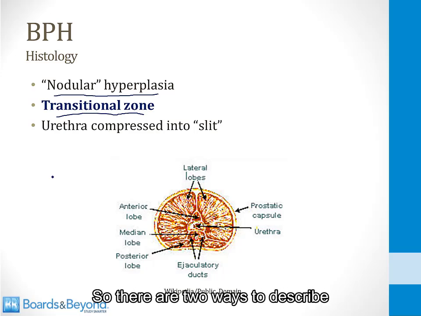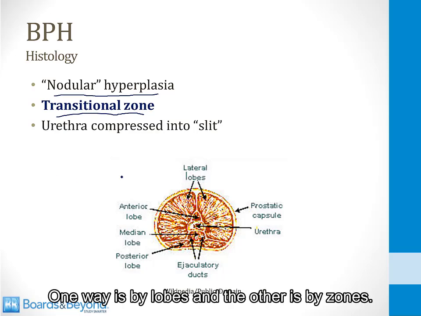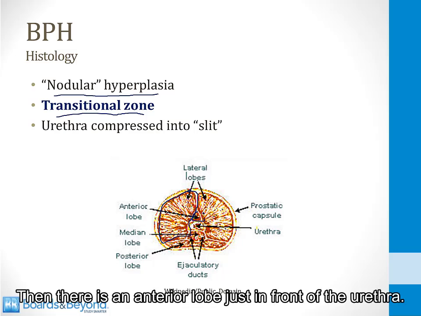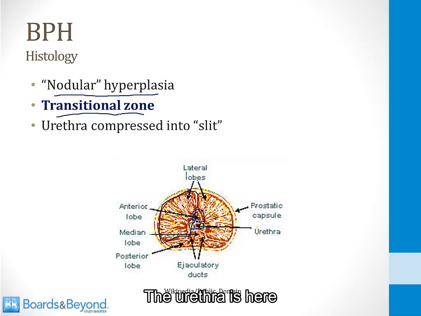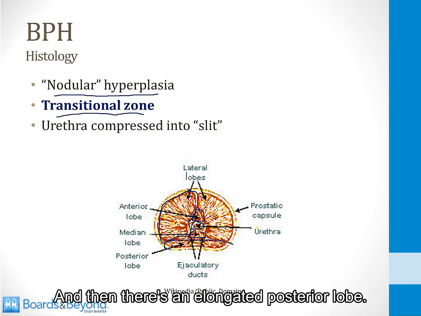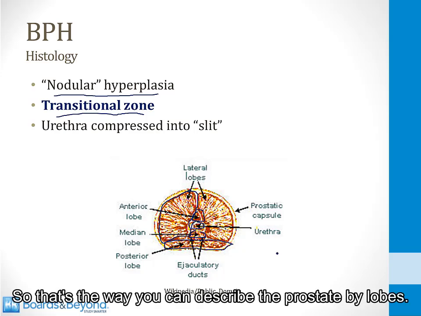So there are two ways to describe the anatomy of the prostate. One way is by lobes and the other is by zones. Let's talk about the lobes first. So if you look at this drawing on the screen here, there are two large lateral lobes within the prostate on the outside on the left and the right. Then there is an anterior lobe just in front of the urethra. The urethra is here, and behind the urethra is the median lobe, and then there's an elongated posterior lobe. So that's the way you can describe the prostate by lobes.